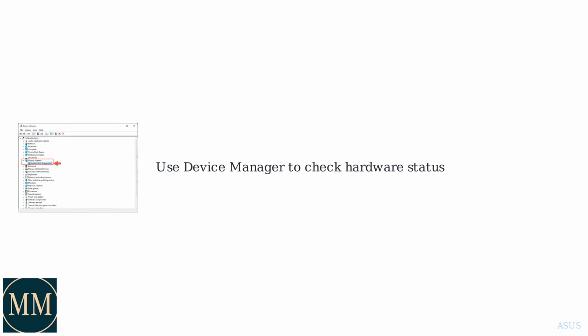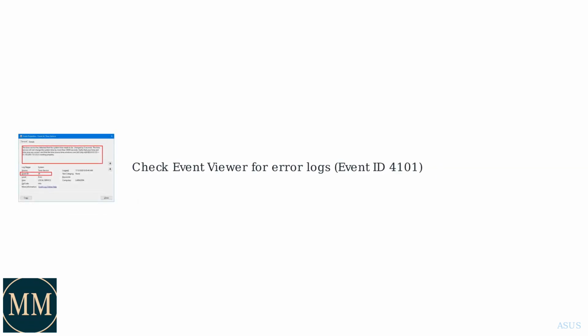To troubleshoot, start by checking Device Manager. Look under Display Adapters to verify both GPUs are properly detected and functioning. Next, open Event Viewer to look for display-related errors. Search for Event ID 4101, which often indicates graphics driver issues. The key to preventing these issues is to keep your graphics drivers updated through official sources and ensure they are compatible with each other.